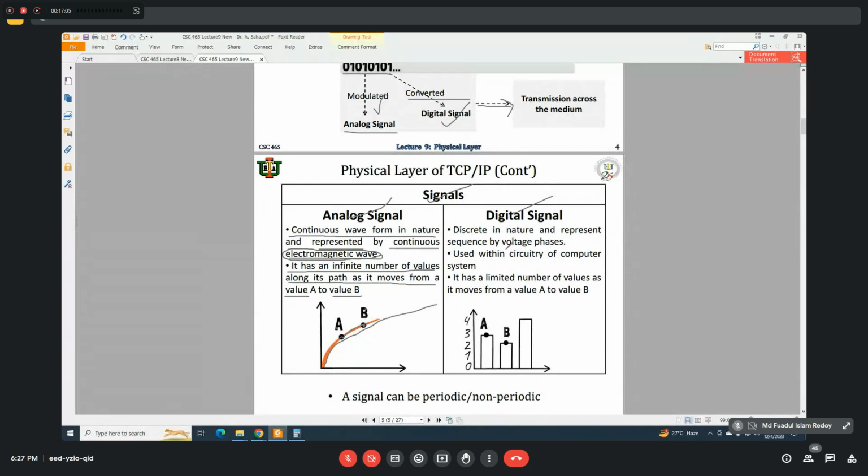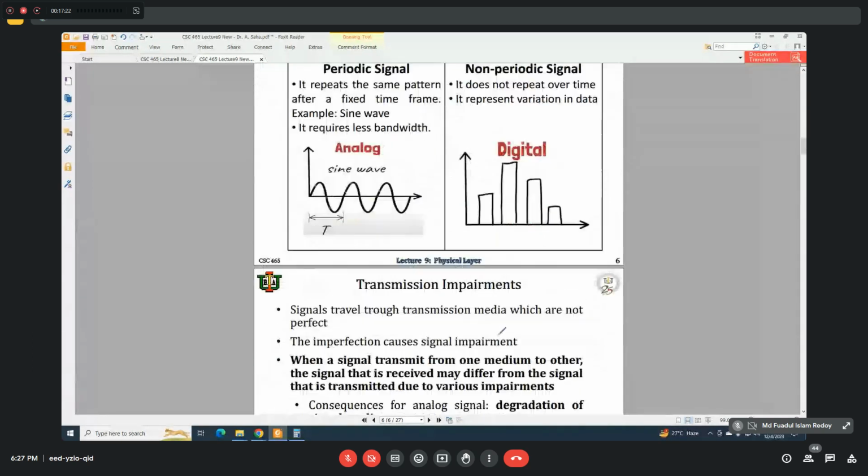And if you're looking at the digital signal, that is discrete in nature, as we already said in case of data, and represented by sequence of voltage pulses. So there are going to be a limited number of values, as we have seen in the digital clock. So you can see that it's moving from A to B, something like that. So a periodic signal is not needed.